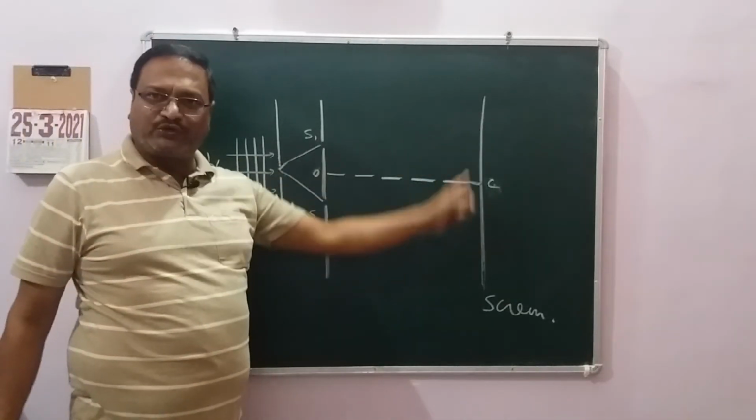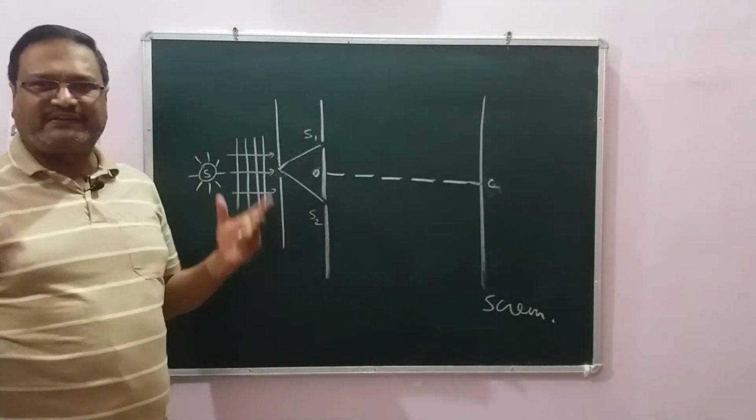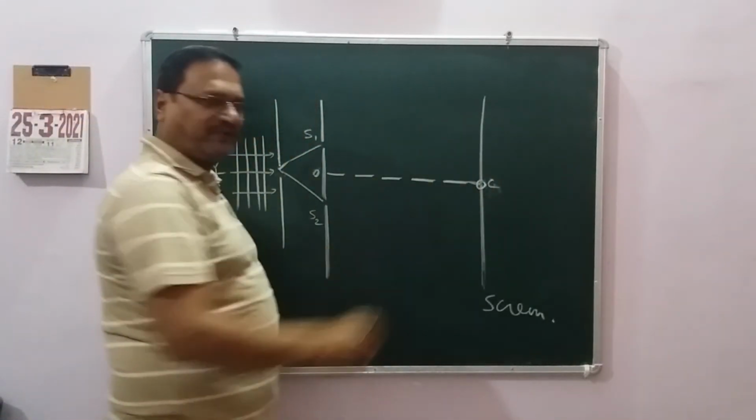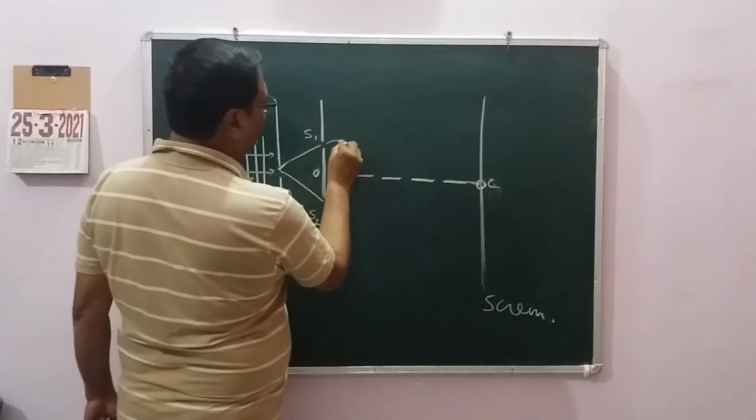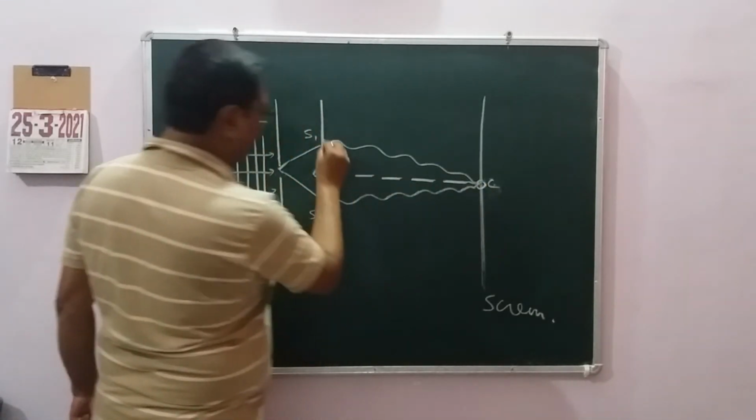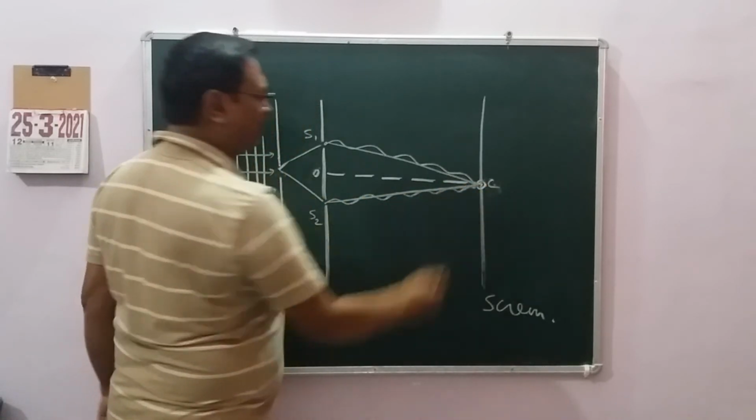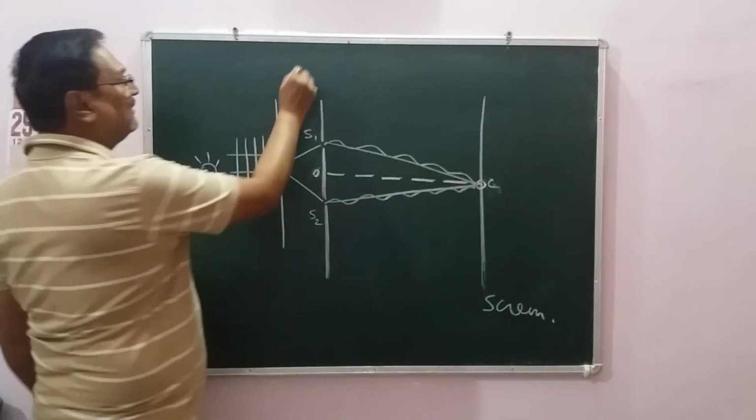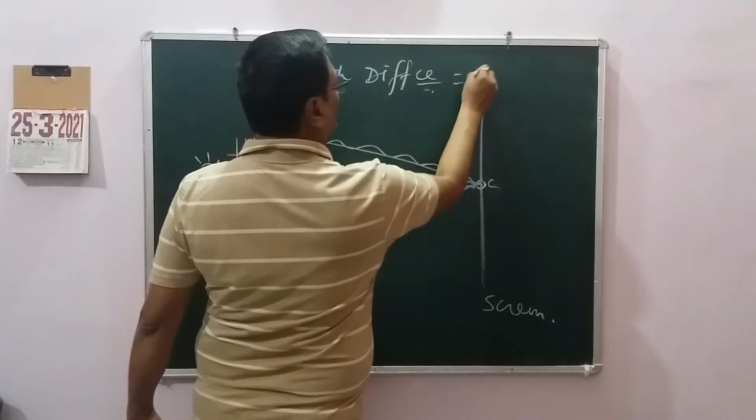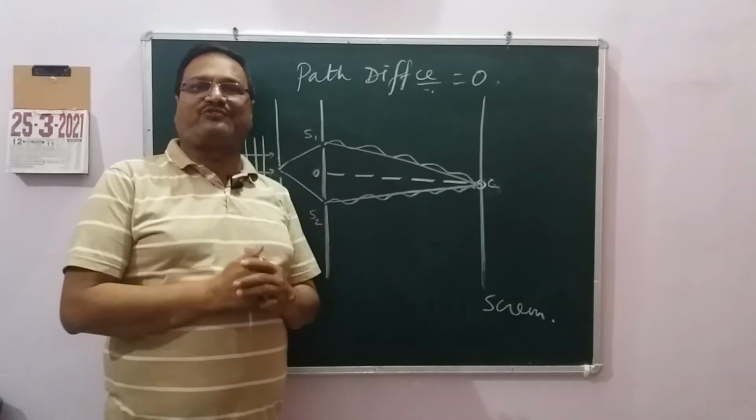Now, I said to you here that it is forming bright and dark fringes. The central fringe, how is it going to be? Let us first see. Wave is coming from here, and the wave is coming from here, and they are both traveling an equal distance. So there is no path difference. The path difference is equal to 0. When the path difference is 0, the central fringe will be the bright fringe.